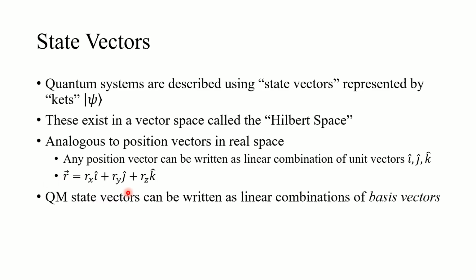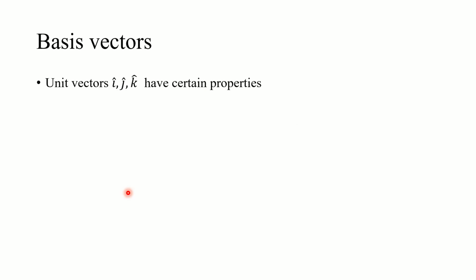The position vector is written as a linear combination of that. Quantum mechanical state vectors are the same sort of thing, where they can be written as a linear combination of what we call basis vectors. And it turns out this is true in math for any vector system. So you take our Hilbert space, you can define some basis vectors, and every vector in that Hilbert space can be written as a linear combination of basis vectors.